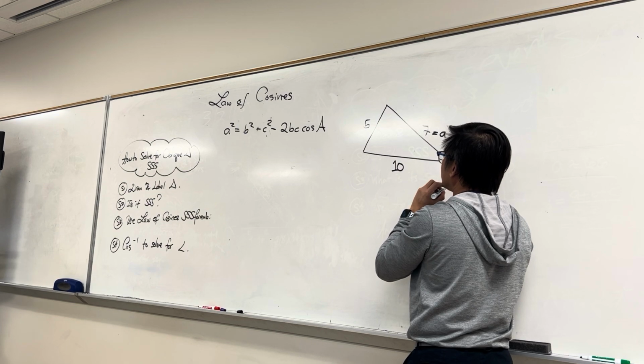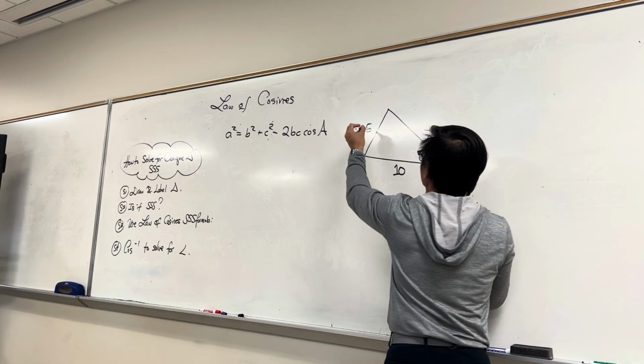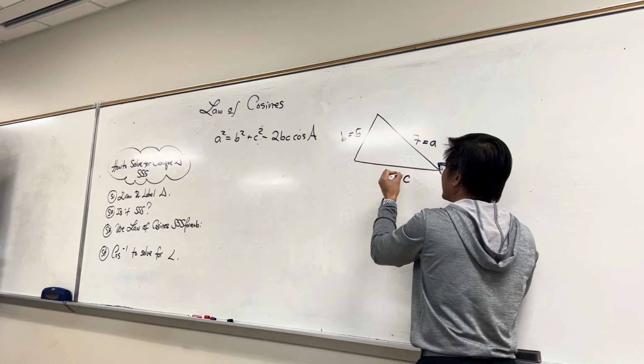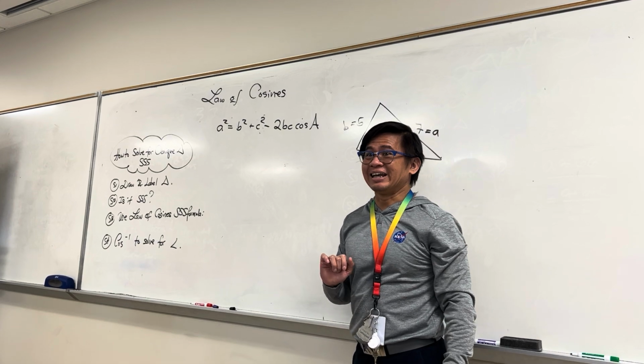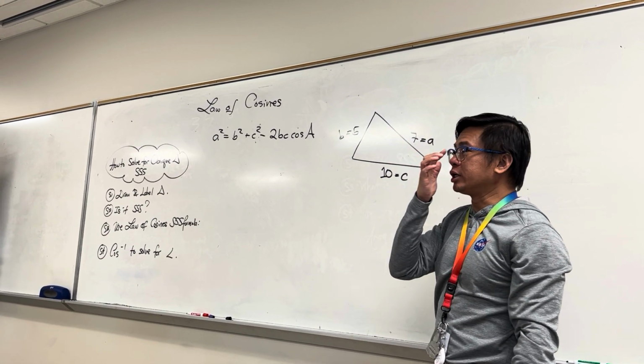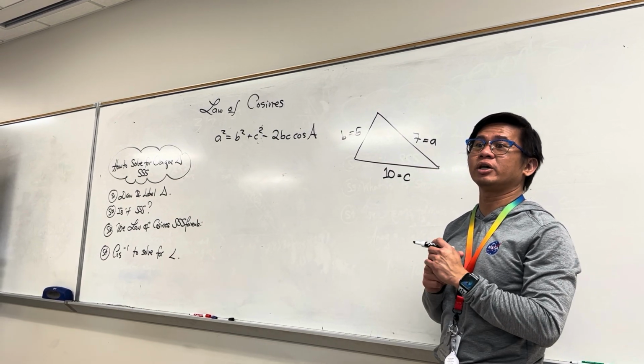Continue. Where's your b? 5. Again, there's no right or wrong answer for this, right? And this one will be your small c. A, b, c, all right? Also, in an oblique triangle, already guys?